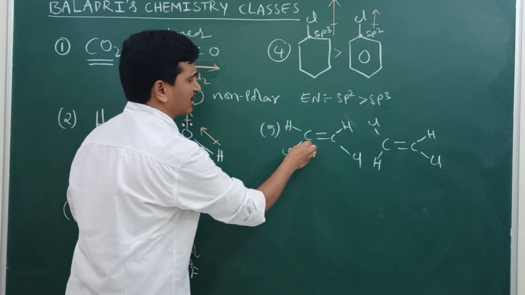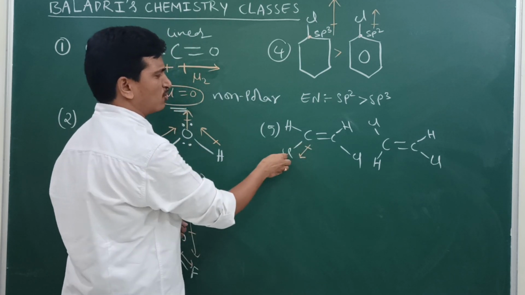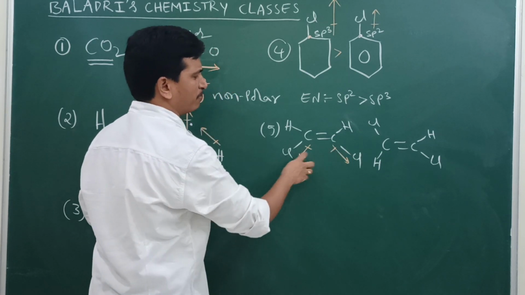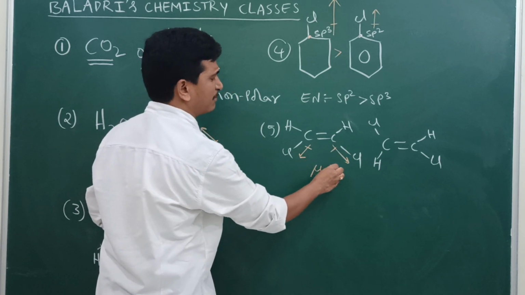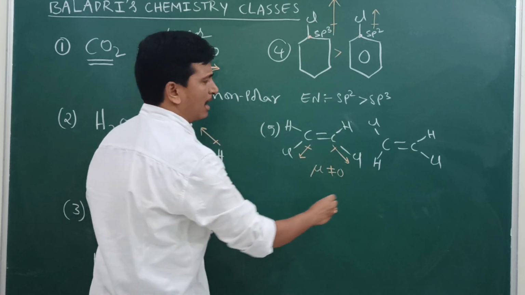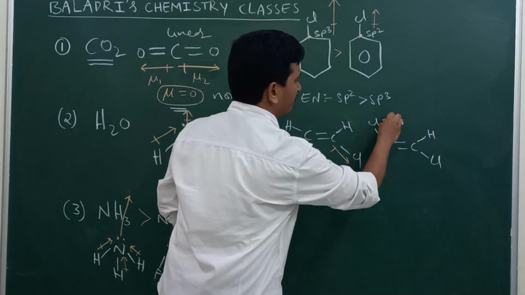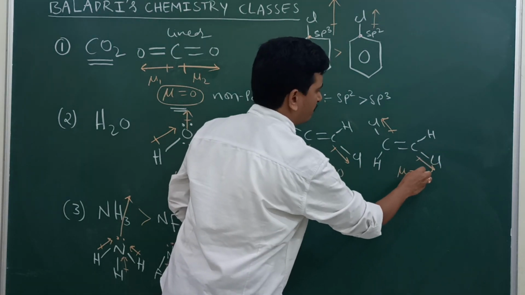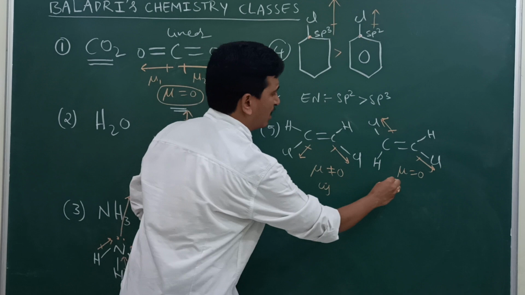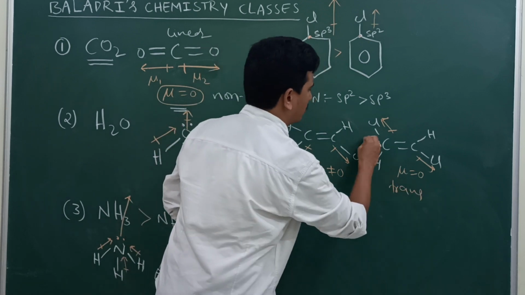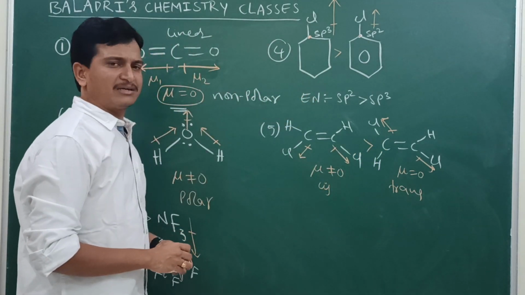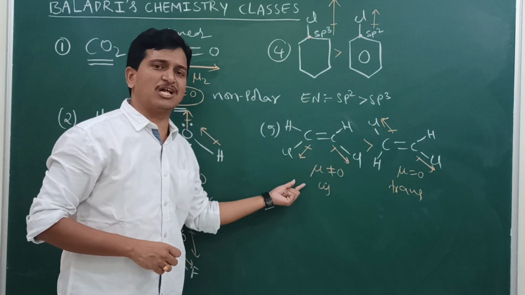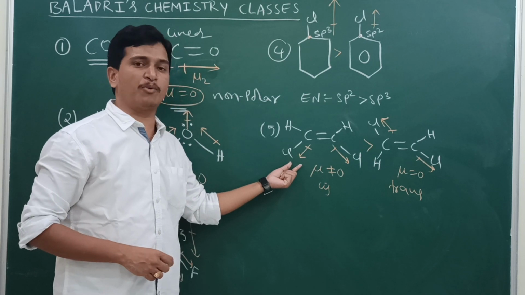Here the dipole moment vector will be towards chlorine because chlorine is more electronegative than carbon. Here also the dipole moment vector is towards chlorine. Both the vectors are in the same direction, so the resulting dipole moment is not equal to 0. Coming to the trans case, both the vectors are equal and opposite, so trans will have dipole moment 0. This is the cis compound and this is the trans compound. Cis has more polarity than trans, so the boiling point of cis is more than trans. Solubility of cis is also more than trans because it has more dipole moment.